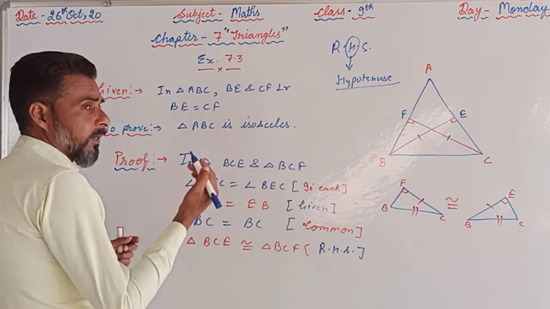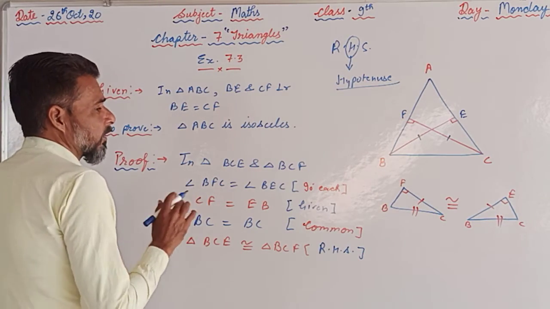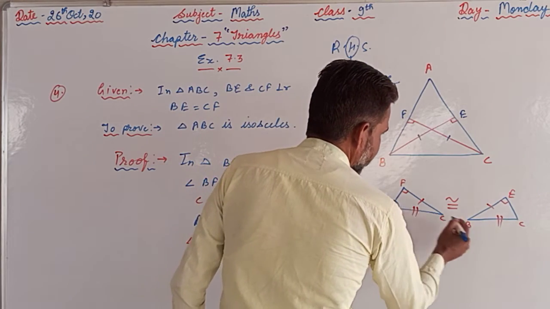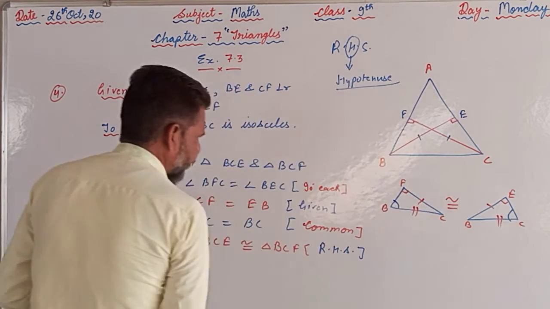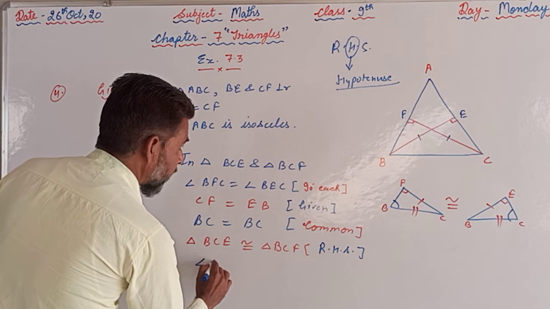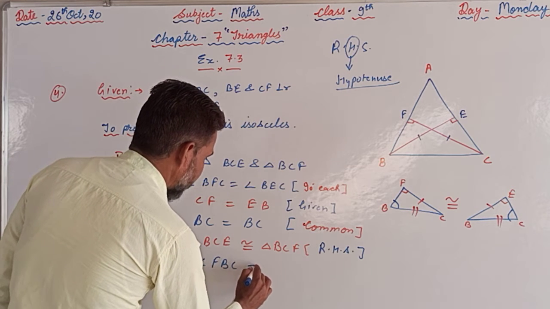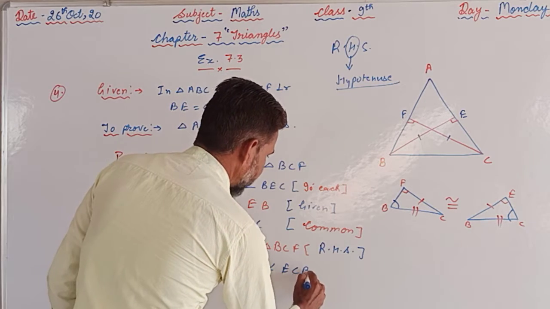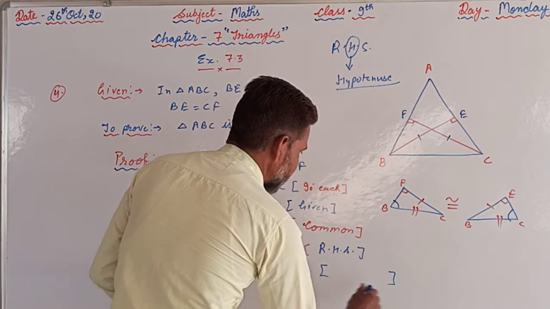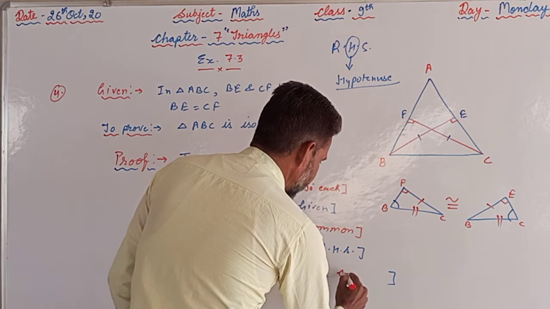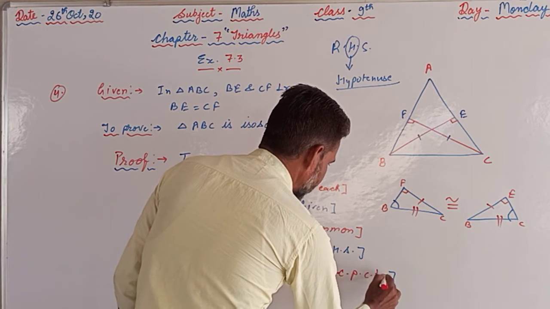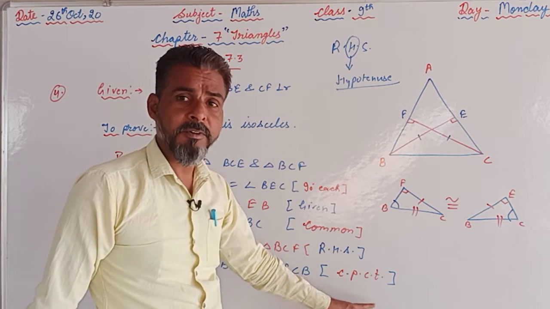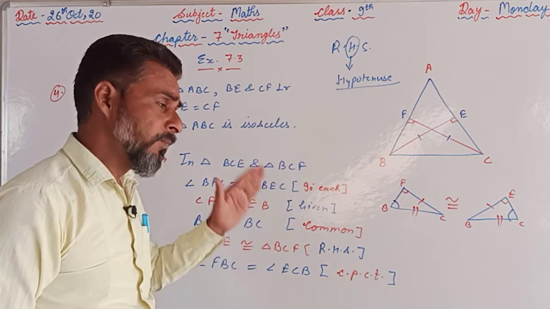So if the triangles are congruent, then their corresponding parts will also be equal. So we can say that angle B will be equal to angle C. So angle FBC is equal to angle ECB. Why? What is the reason for that? That is CPCT. The full form of CPCT is corresponding parts of congruent triangles, and that will be equal.